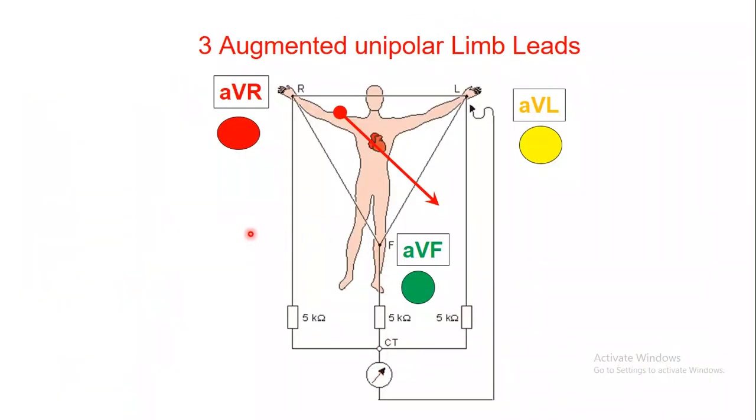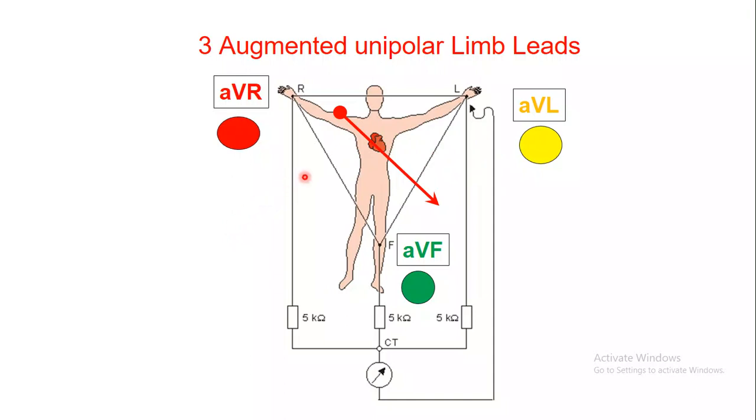So starting with the first set of 3 limb leads, which are called augmented unipolar limb leads. Why augmented? Because the electricity recorded at the limbs is of small voltage, so the ECG machine performs augmentation of this electricity. So it is called augmented. Why is it called unipolar? Because it measures the difference of electricity between this point, right arm or left arm or the foot, and an imaginary point on the machine called the 0 point. The 0 point will be explained on the coming slides.